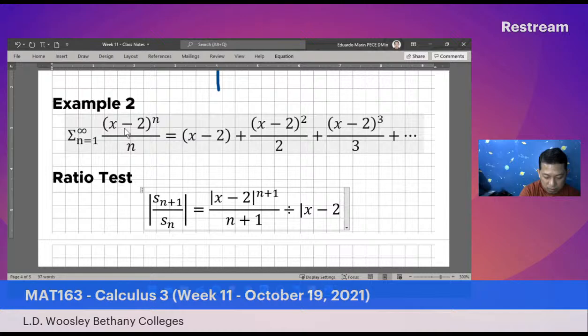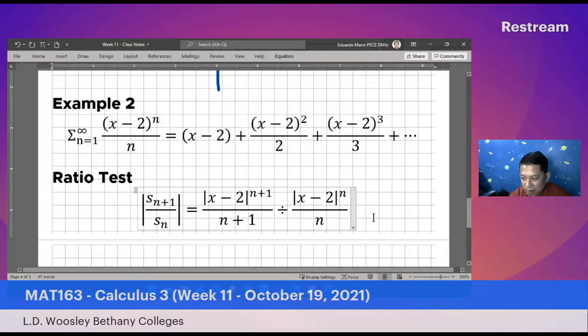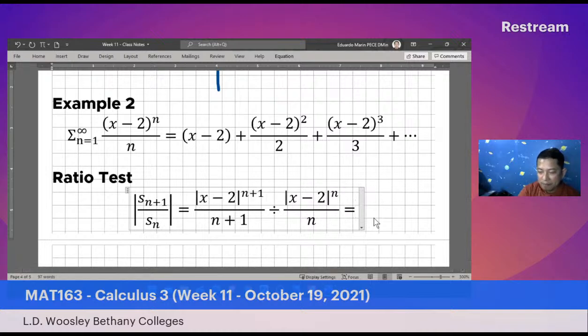n minus 2, absolute value, raised to n, all over n. That is what we see there. Of course, there will be cancellation here. The absolute value of n minus 2 raised to n plus 1 divided by this, let's simplify. To divide, you just get the reciprocal, right? Reciprocal.